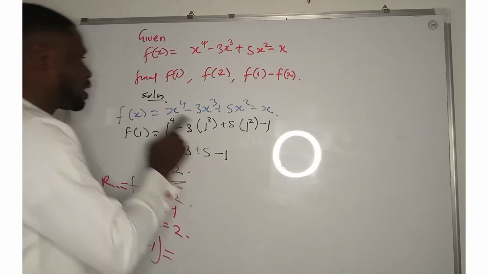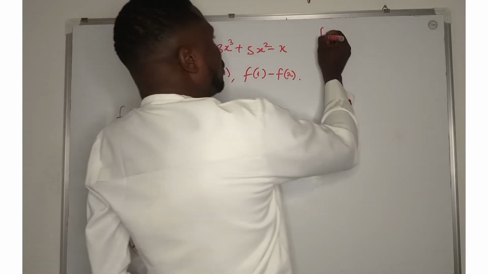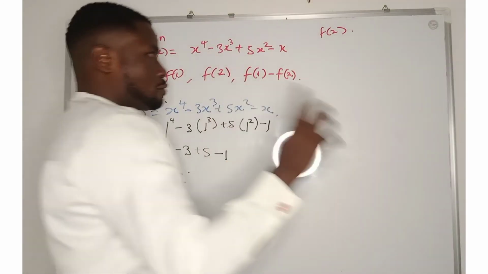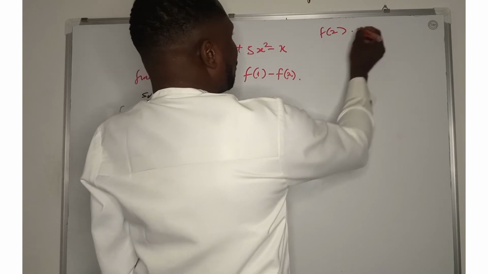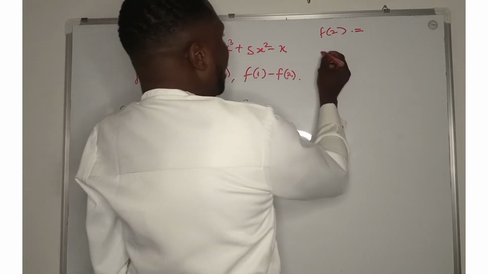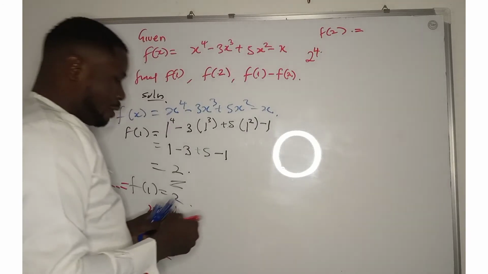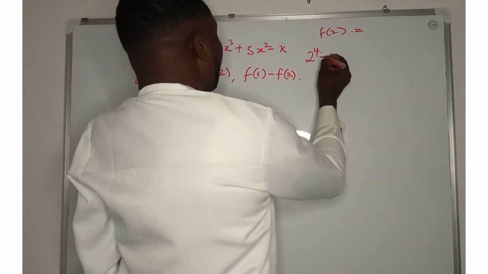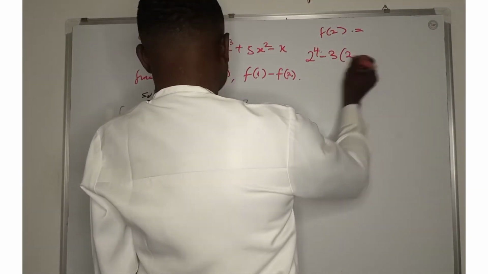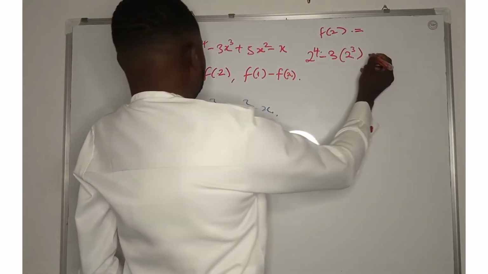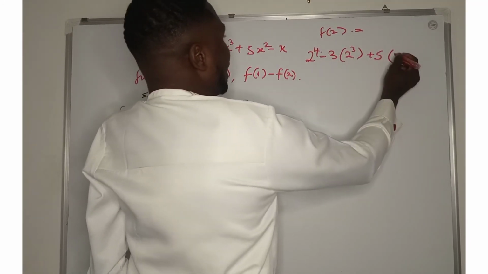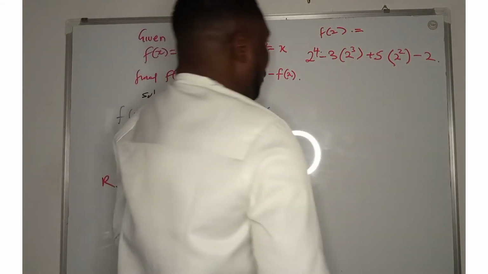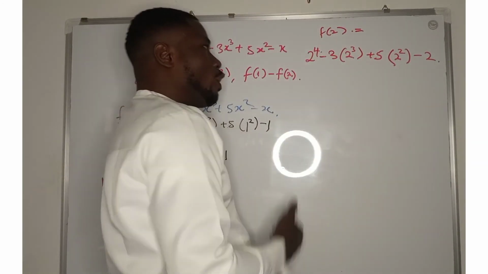Now let's quickly take the second one. We're asked to find f of 2. This again means we have to substitute 2 anywhere we find x. That will be 2 to the power of 4, because here we have x raised to the power 4, minus 3 times 2 raised to the power 3, plus 5 times 2 raised to the power 2, then minus 2.